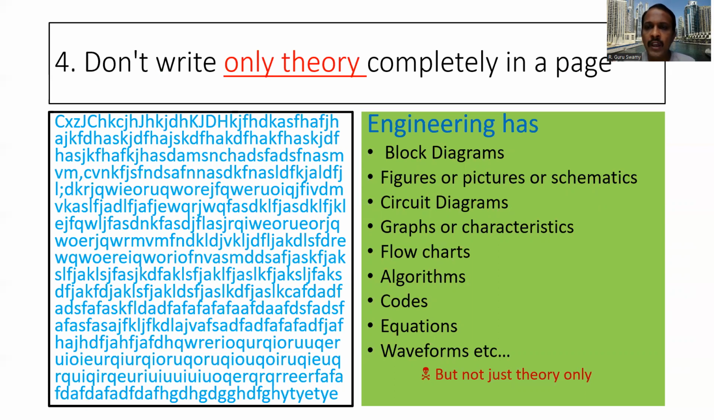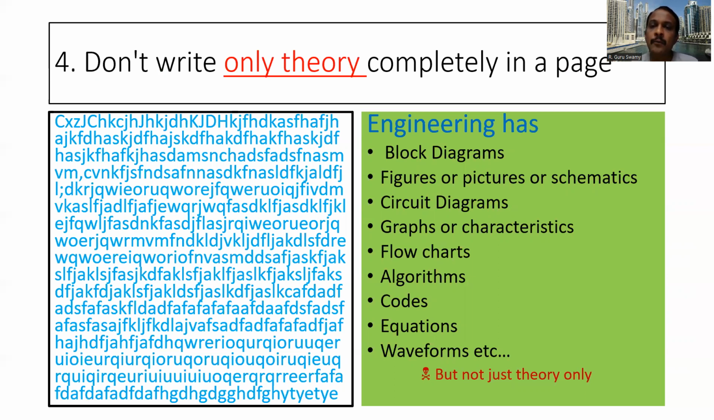In my experience, I have corrected many papers in which I see people writing theory from top to bottom. The majority of evaluators feel it's not engineering at all, but engineering has a lot of things. So try to implement the things which are on the right hand side in your paper, and try to write theory in lines, students, not from the beginning to the end of the page.